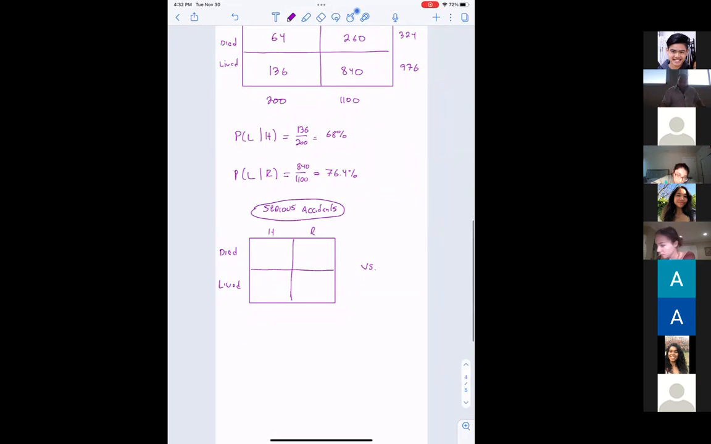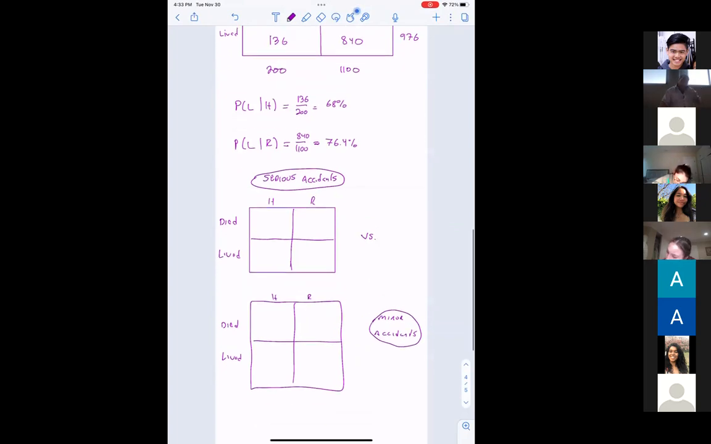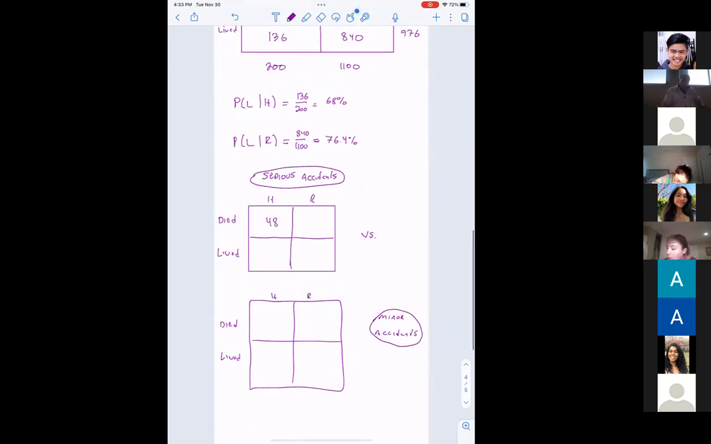Versus a two-way table for died and lived and helicopter and road. And this one is going to be for minor accidents. Let's look at the data broken up by the seriousness of the incident. And we have the following results: 48, 52, 60, 40, 16, 84, 200, 800.